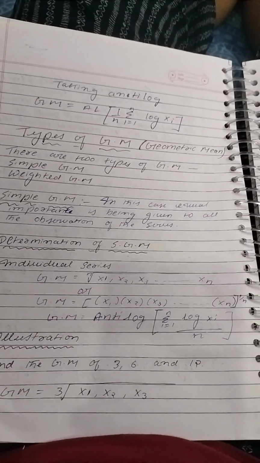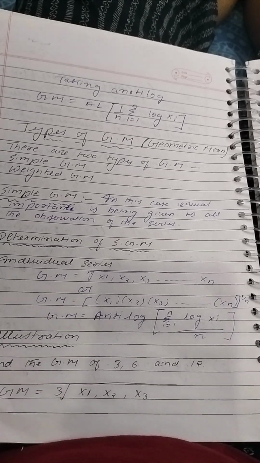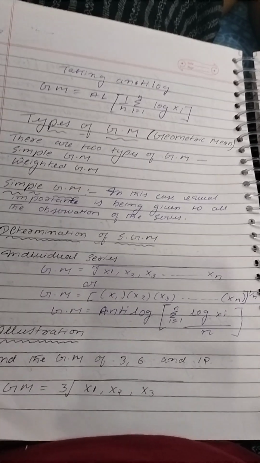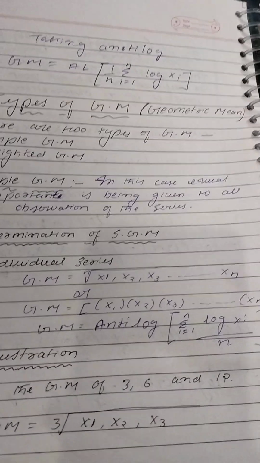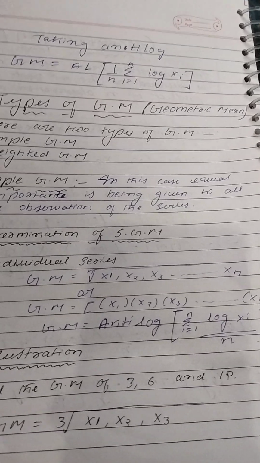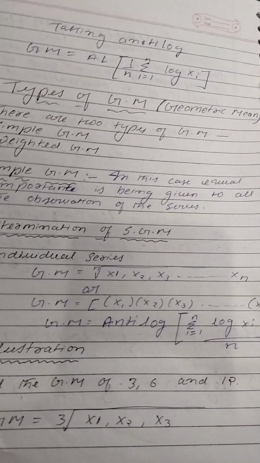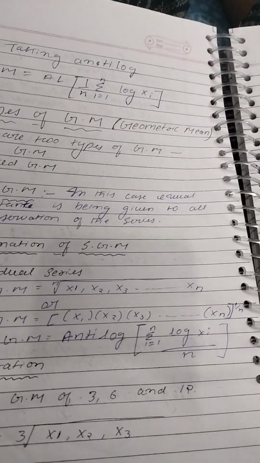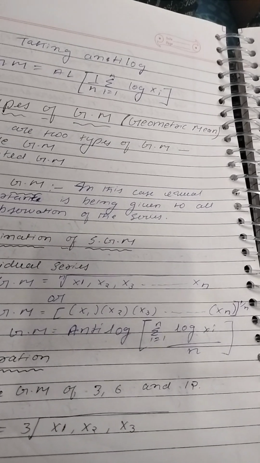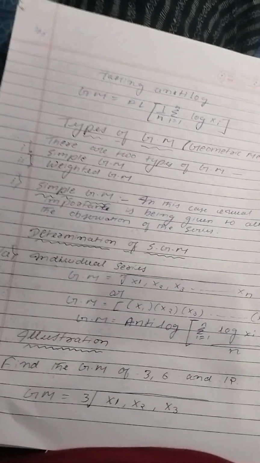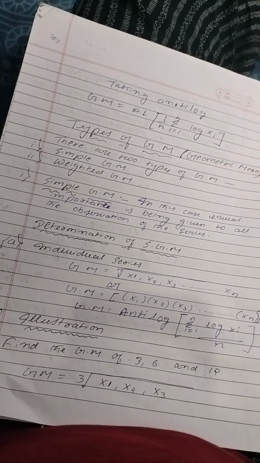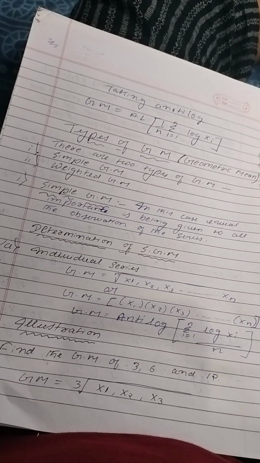Okay, so in the individual series, we implement the anti-log. If you have already solved the derivation, you can simply write the formula: GM is equal to anti-log of the summation, i equals 1 to n, of log xi, divided by n. Okay, so illustrations: find the GM of 3, 6, 12.